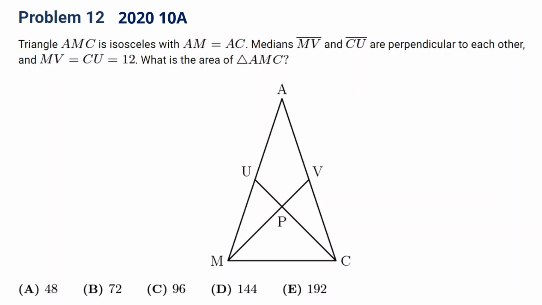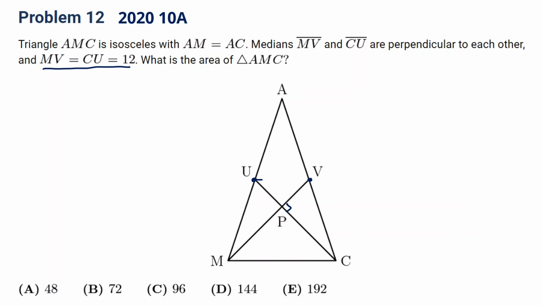Triangle AMC is isosceles with AM equal to AC, and the medians MV and CU are perpendicular. So these two are midpoints, and MU and CU is 12. What's the area of AMC?